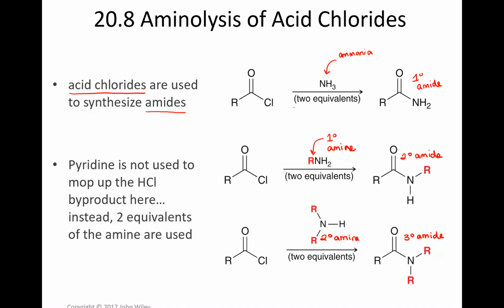In each case, it does mention 2 equivalents of the amine. We use 2 equivalents of amine instead of using an equivalent of pyridine. So the amine acts as a base instead of pyridine to prevent the formation of HCl.